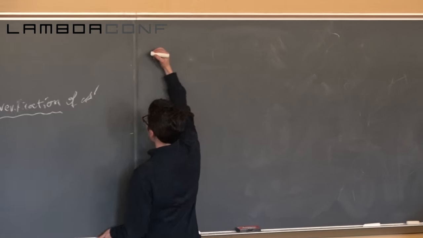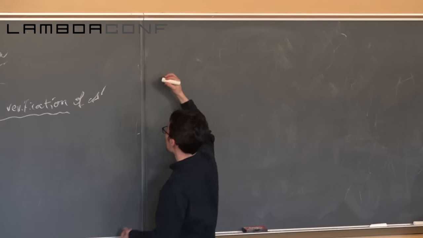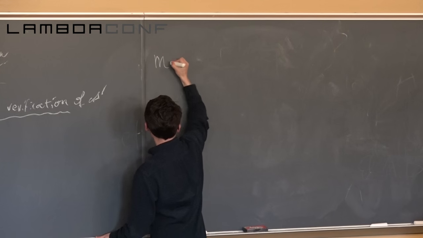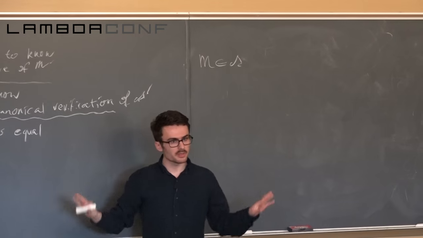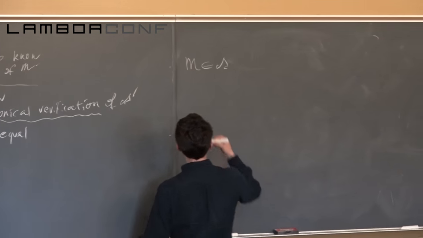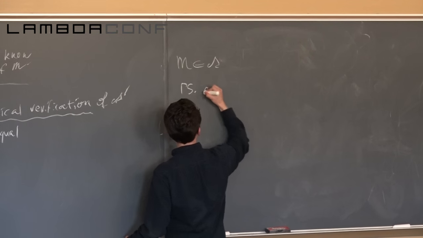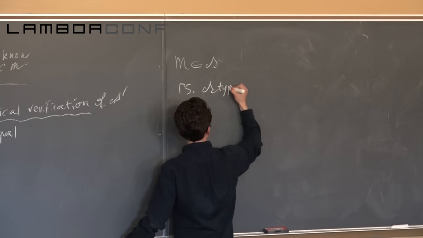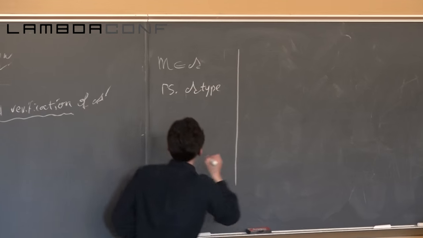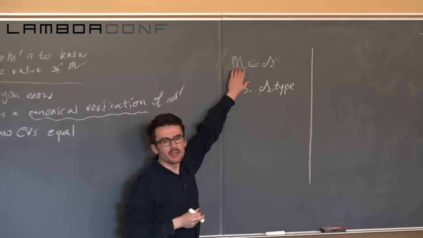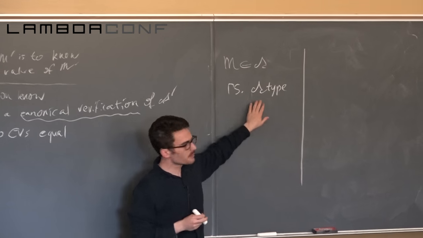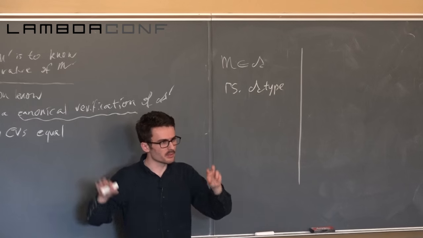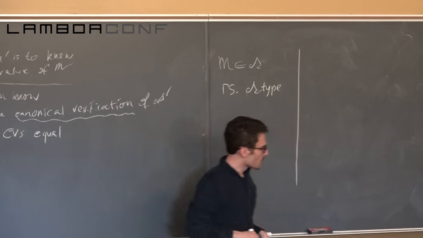The next categorical judgment for type theory is written M in A. And this will be our first experience of something called a presupposition. I'll write that like this: A type. So we read this as M is a member of A presupposing A type. So what is this presupposing thing? And PS is how I write presupposing, just for brevity.